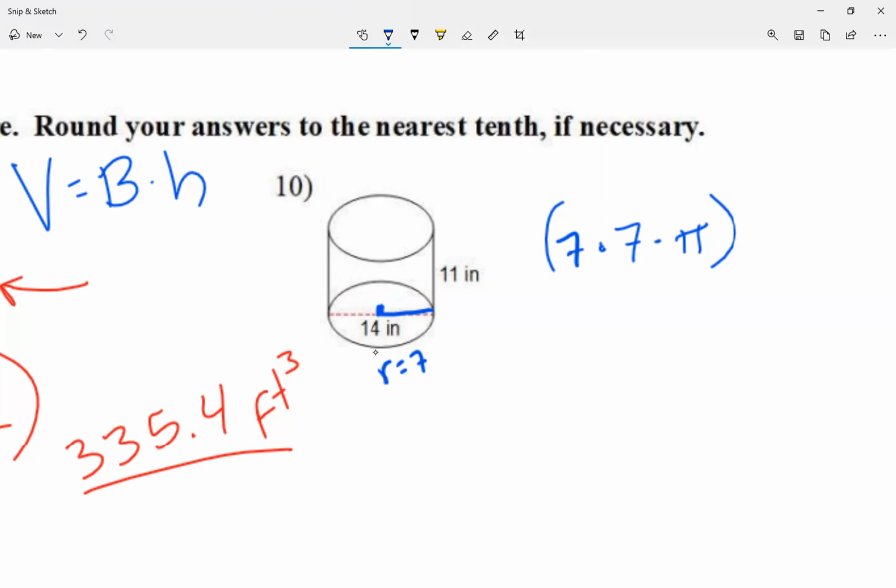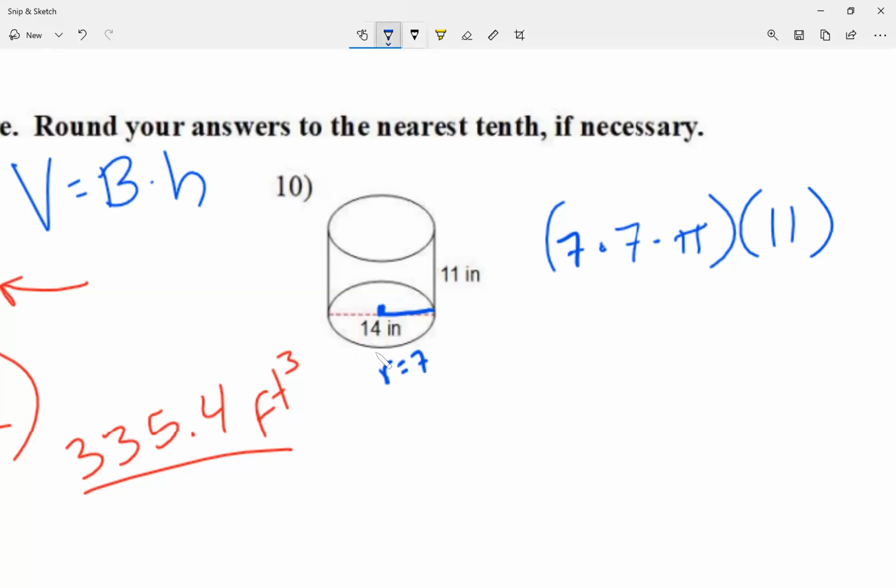I'm not going to round it as 3.14. I'm actually using the whole pi, which is 3.1415927 and on and on. I'm using the entire number pi. All right, so I got the area of the circle, 7 times 7 times pi. Whatever I have for this, I'm going to multiply by 11.